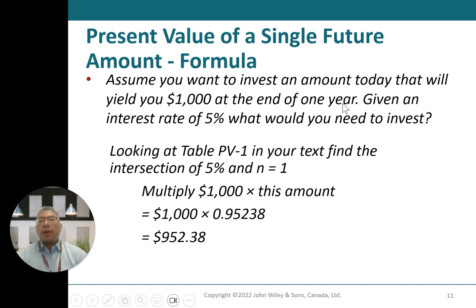Assume that you want to invest an amount today that will give you 1,000 at the end of the year, given an interest rate of 5%. What amount would you need to invest? Looking at Table P1 for your next tax, find the intersection of 5% and 1. So you multiply 1,000 times 0.95. This is using a table. So you see the same thing, okay?